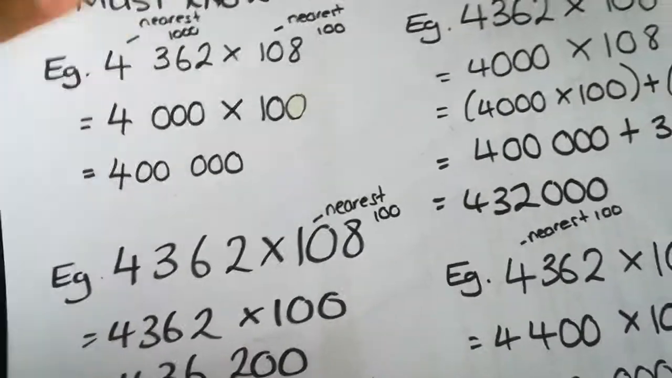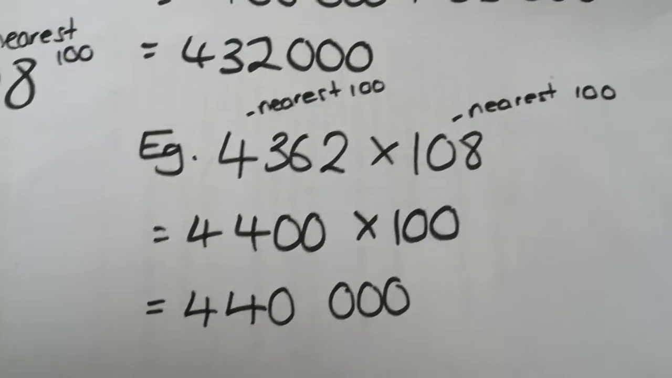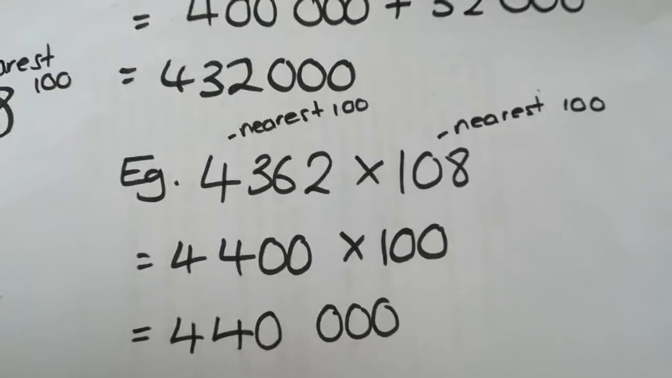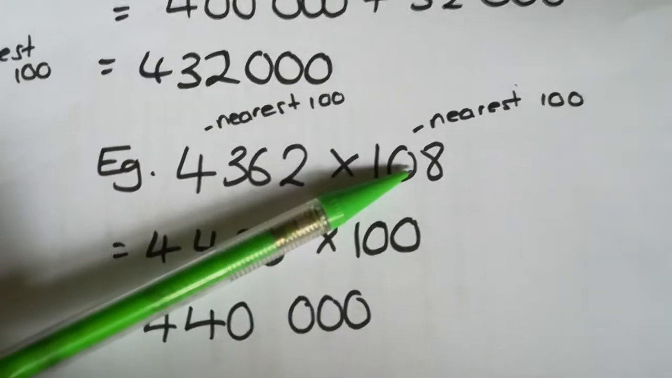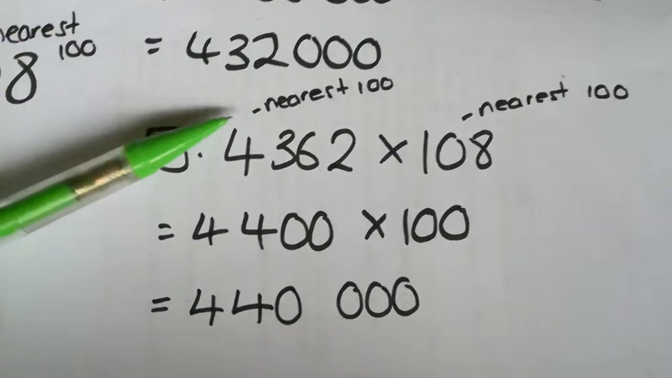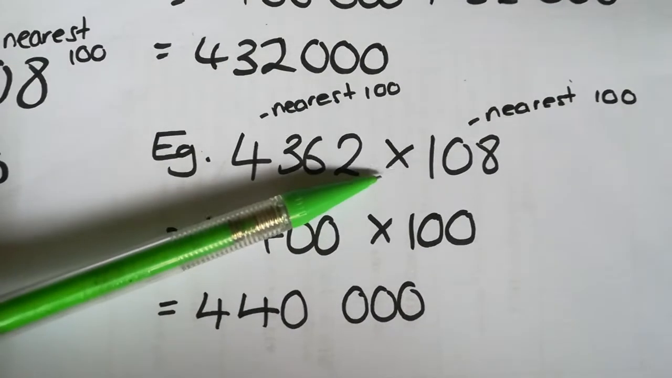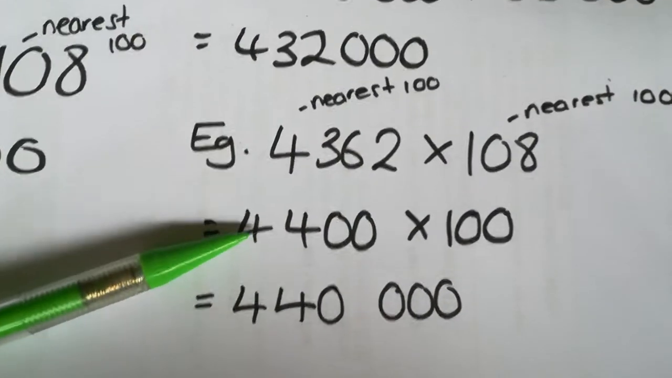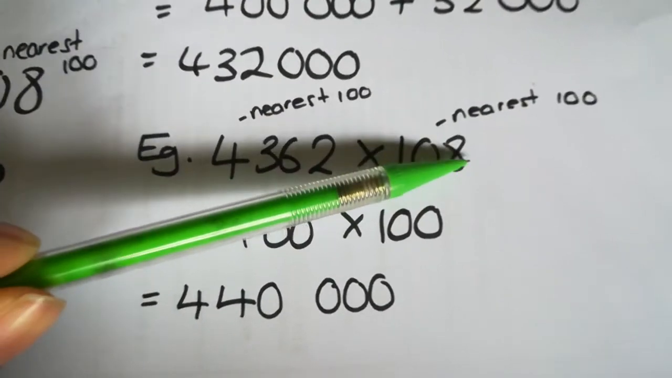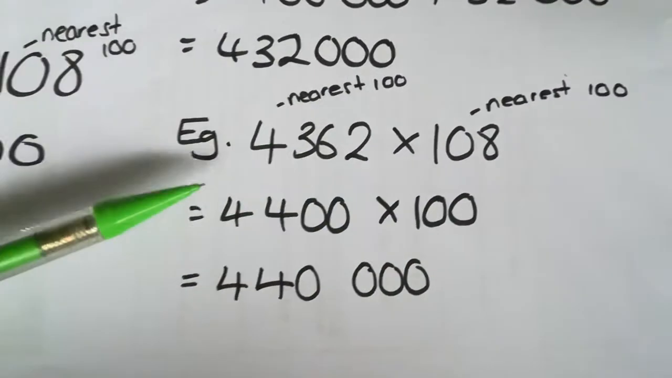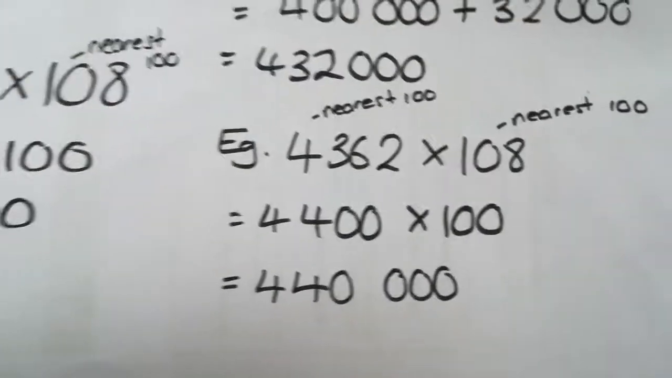Right. The next question, the instruction was multiply the following numbers by rounding the first number and the second number to the nearest 100. So I rounded 4,362 to the nearest 100, which became 4,400. I then rounded 108 to the nearest 100, which is obviously 100. I multiplied the two together and I got my answer.